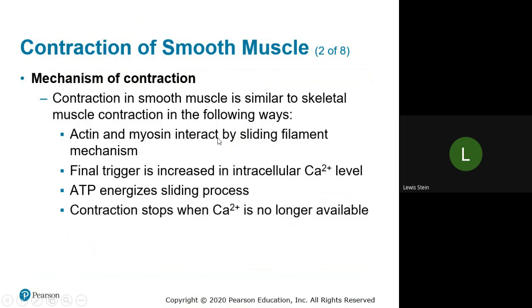Actin and myosin interact with sliding filaments, okay. The final trigger is calcium, okay, is increased intracellular calcium. So there is some calcium that goes into the cell. ATP is obviously part of the process. Contraction stops when calcium is no longer available. All sounds the same.